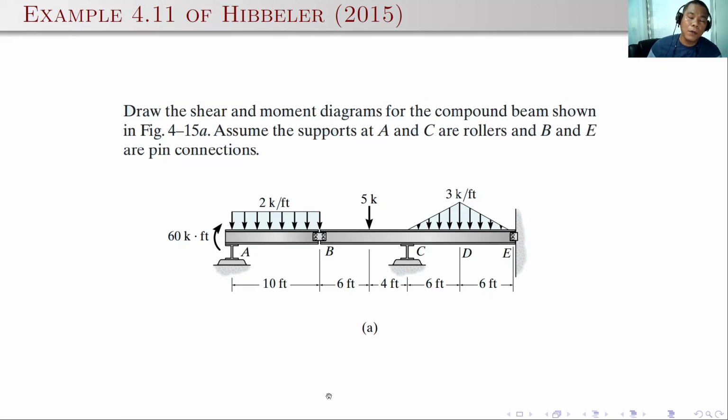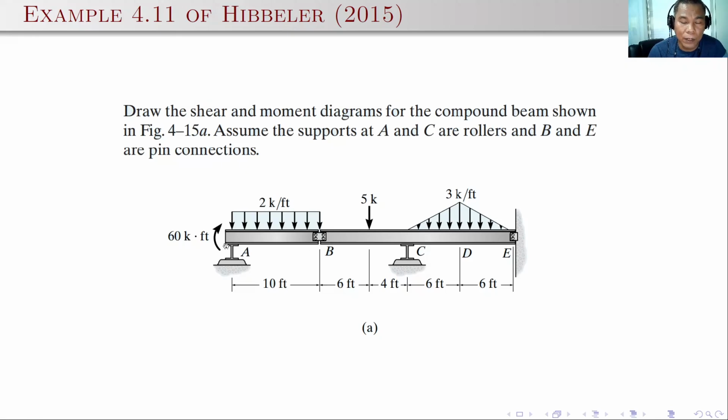We have a more complicated one. I hope you will not be confused with this one. This is quite challenging if you are still learning how to draw the shear and moment diagram, because this is a compound beam, assuming that at point A has a roller and at point B we have an internal hinge, meaning there will be no bending here, and C is taken as a roller and D as a pin support.